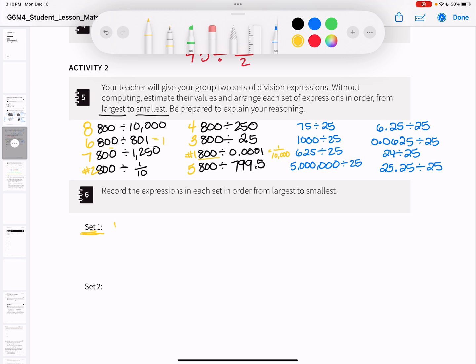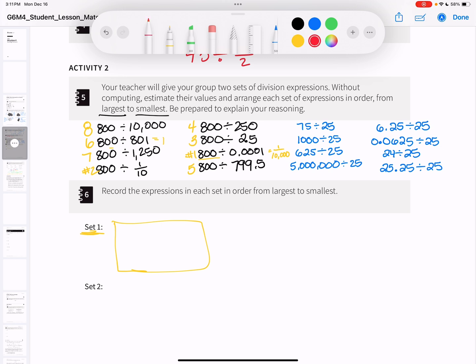Okay, so you need to write these down here in order from largest quotient to smallest quotient. And remember, a quotient is an answer to a division problem. All right, let's look at set 2. Set 2 is in the blue.